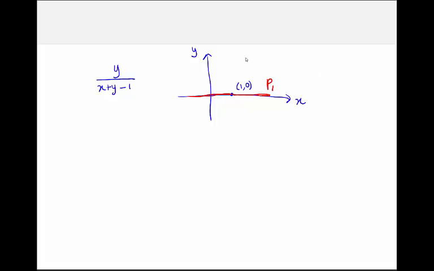Now, the path that I'm going to choose is the vertical path passing through (1, 0). So, there you go. This is the vertical path, which I will call P2, and it passes through (1, 0). Because this is a vertical path, it can be easily described by the equation x equals 1. This is because any point on this path will have 1 in the x coordinate. Right, so let's compute the limit of our function along P2.